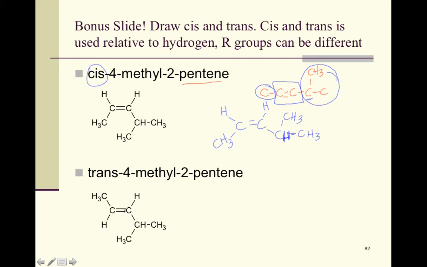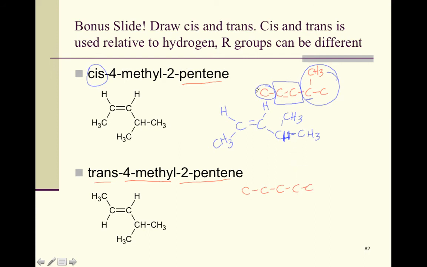I know I have the answer here. Let's go ahead and practice drawing this. Let me change my color again. I have a 2-pentene, 4-methyl-trans. Oh, that's very similar. So I have pentene, 1, 2, 3, 4, 5.